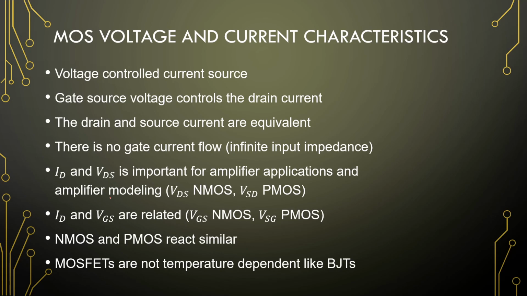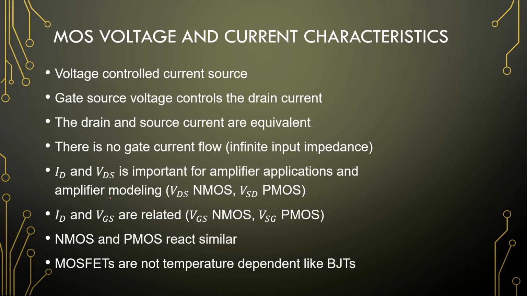Right. With a BJT, we had to determine the collector current and collector emitter voltage. For the MOSFET, that will be the drain current and the drain source voltage that we need to determine. And we will also do this for modeling it as amplifiers. Then the relations: the drain current is controlled by the gate source voltage, as I said earlier, and this is very similar for the NMOS and the PMOS.